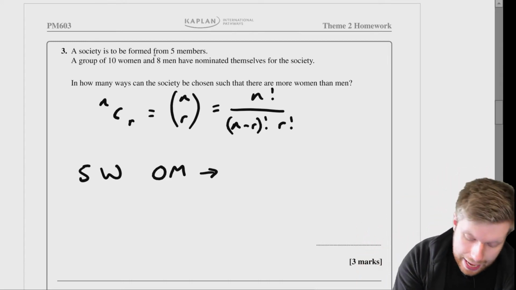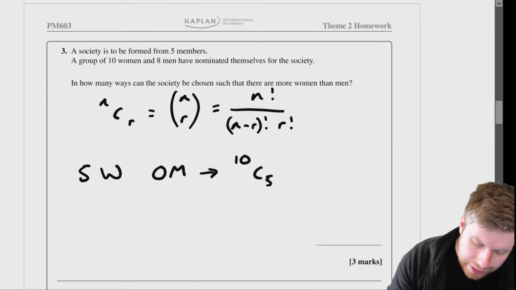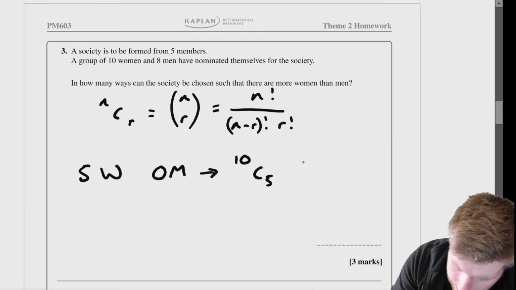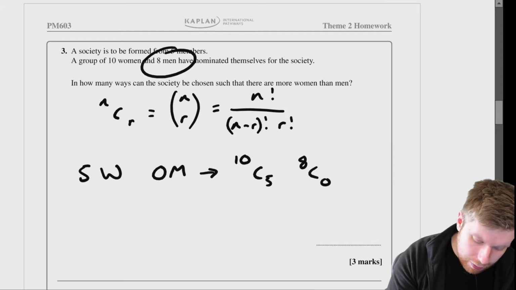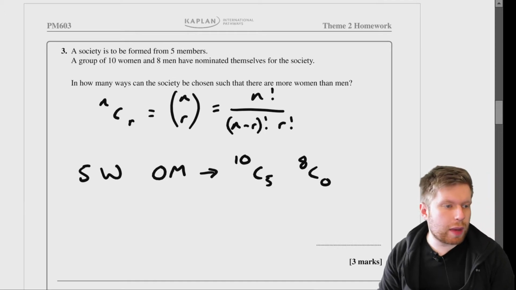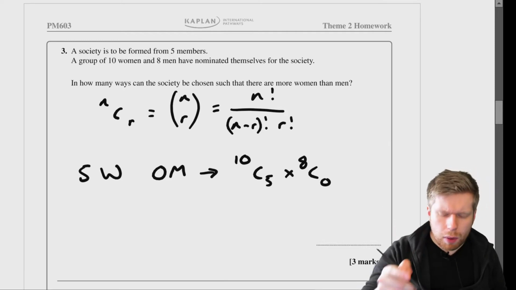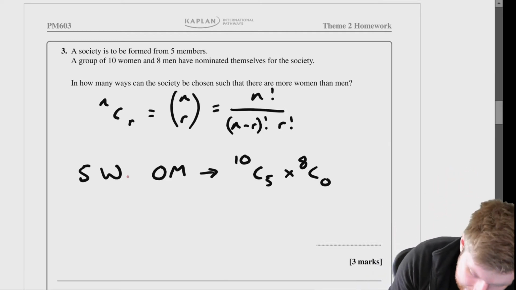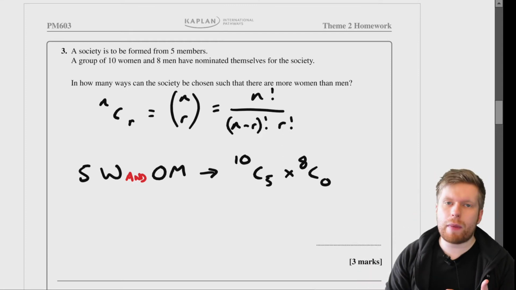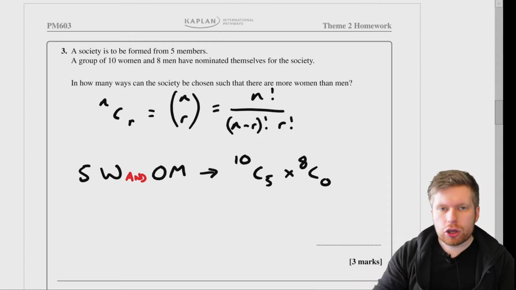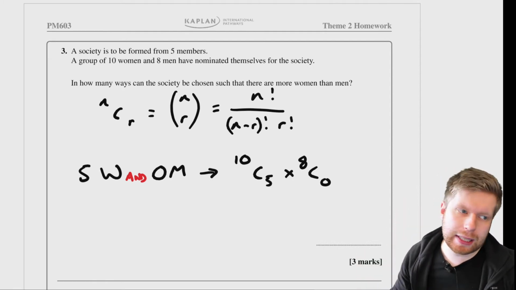Well, have a think. There's 10 women in total, and we're just choosing 5 of them. But at the same time, we're also choosing no men from our group of 8. So there's 8 men in total, and we're not choosing any of those men. Now what we're going to do with these two things, well, we're going to multiply them. Why are we going to multiply them? Well, because it's an and situation. Because we want 5 women and 0 men. We want both of those things to happen. You remember in probability, if you want both to happen, you need to multiply those respective probabilities.